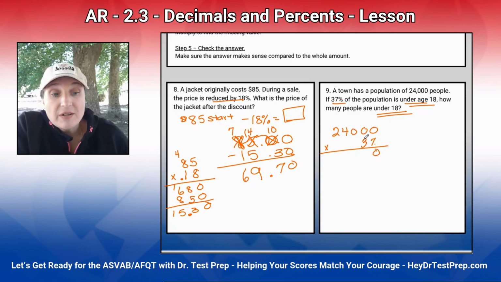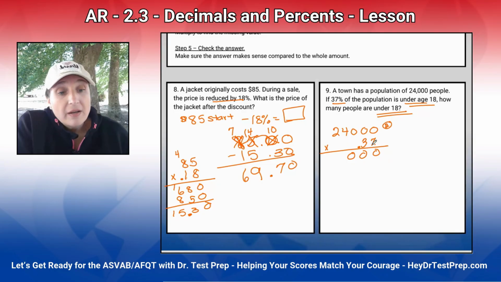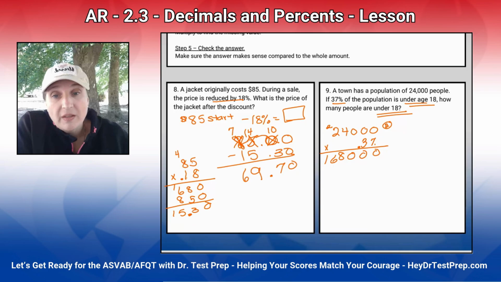7 times 0 is 0. All these zeros we're going to keep putting. Remember, 37% is 2 decimal places. And then 7 times 4 is 28. 7 times 2 is 14. Add the 2. Let's switch colors.